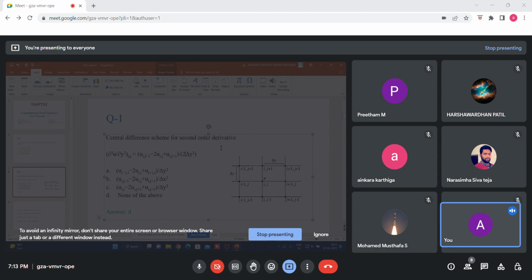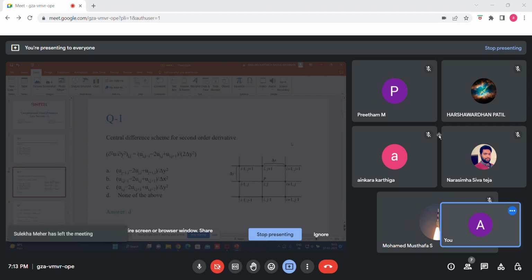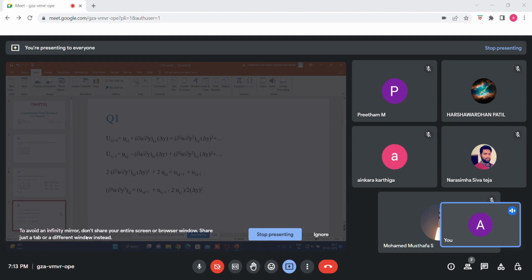So this is how we use the central difference scheme to get the equation for the second order derivative at various grid points. This is one of the methods. Or, like previously said, we can use ∂²u/∂y² equal to ∂/∂y of ∂u/∂y at point (i, j), and use the central difference scheme for the first order derivative separately and then differentiate it again to get the second order derivative. Both ways it will give the same result.